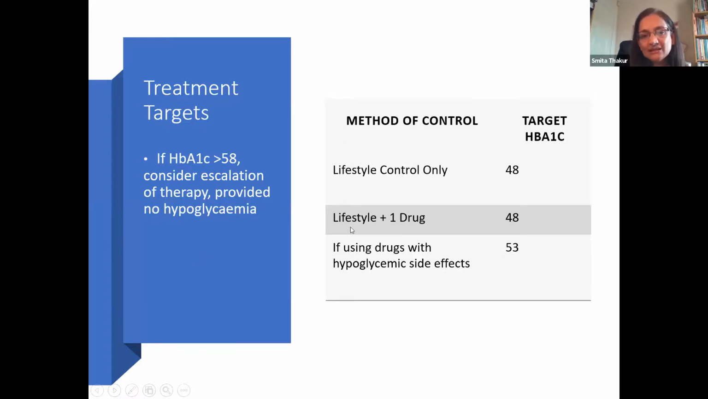Going by the treatment targets, for anyone on just lifestyle control, we aim for an A1C of 48. Lifestyle and one drug, A1C of 48 as well. Those using drugs with hypoglycemic side effects, we aim for an A1C of 53. If it's over 58, we do consider escalation of therapy, provided there's no hypoglycemia.